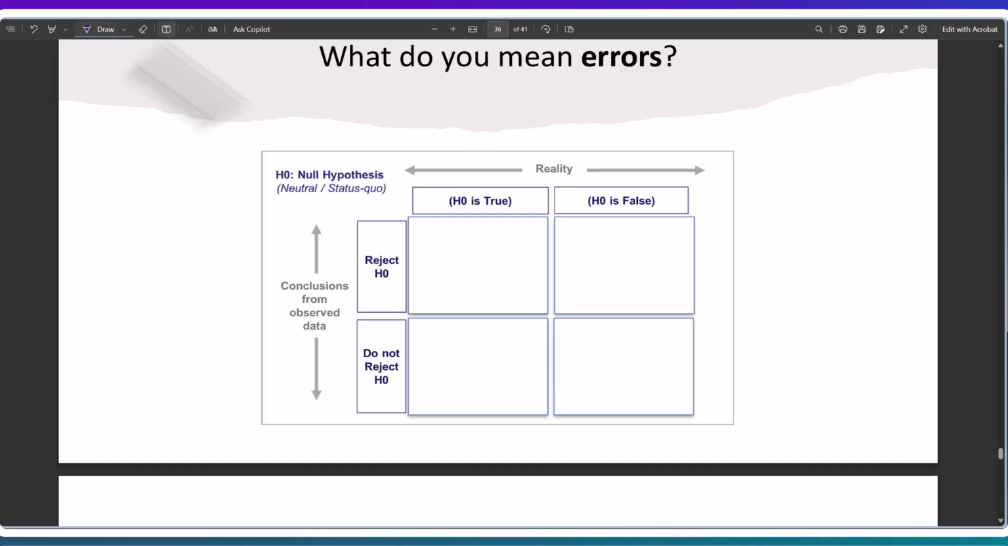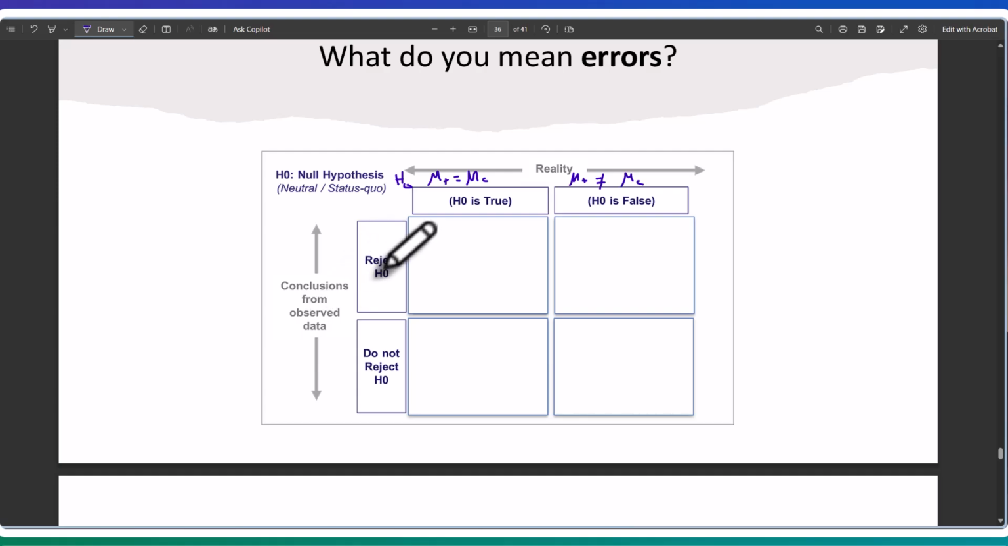So the mean difference. We're going to say the mu treated is equal to the mu control. And then this one would be that they don't equal. So mu treated does not equal mu control. So that's reality, of course, and that's our null, H naught. Of course, we're going to make decisions based on the data, okay?